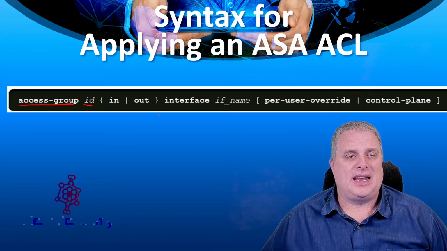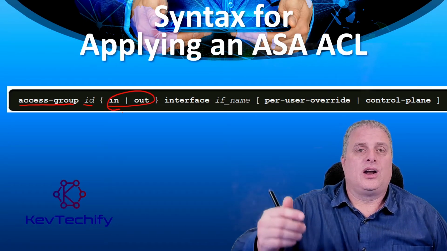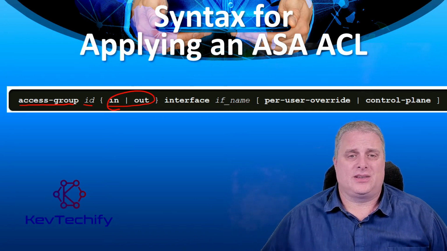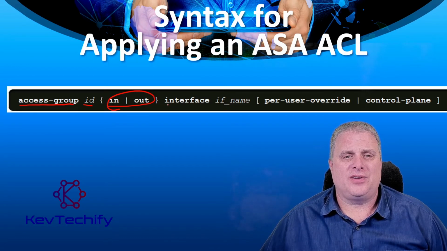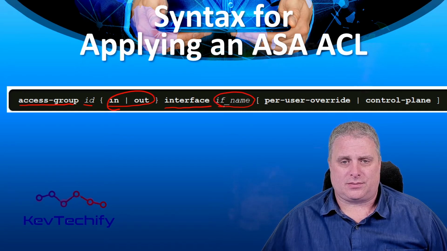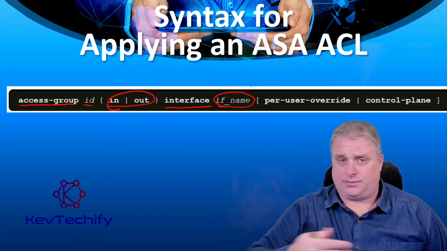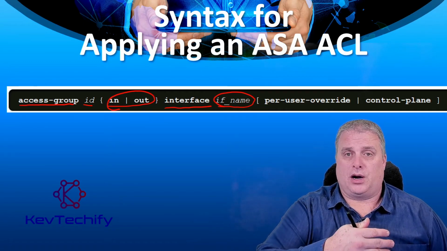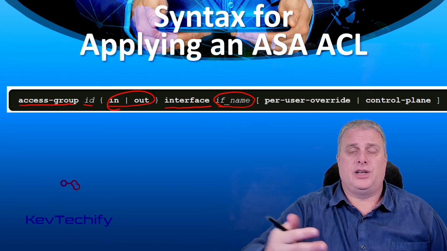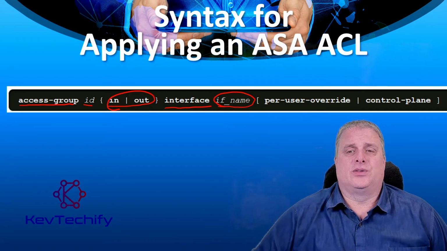Then we say either in or out. You have to choose one of these two. This is whether the access control list is going to filter inbound packets or outbound packets. Then we have the keyword interface and then the interface name. This interface name is something like inside, outside, DMZ. If you set up something for different departments, maybe management, accounting, R&D, whatever fits your network, however you set it up, that's the name of one of those interfaces.